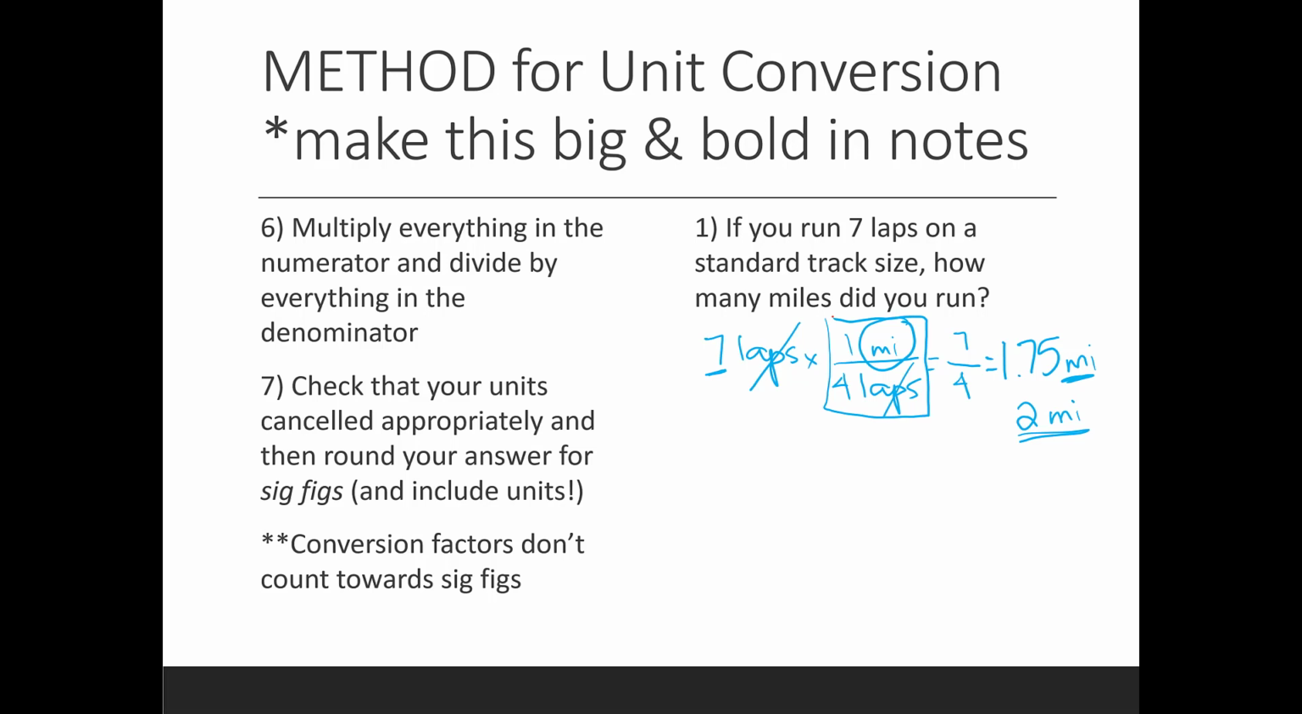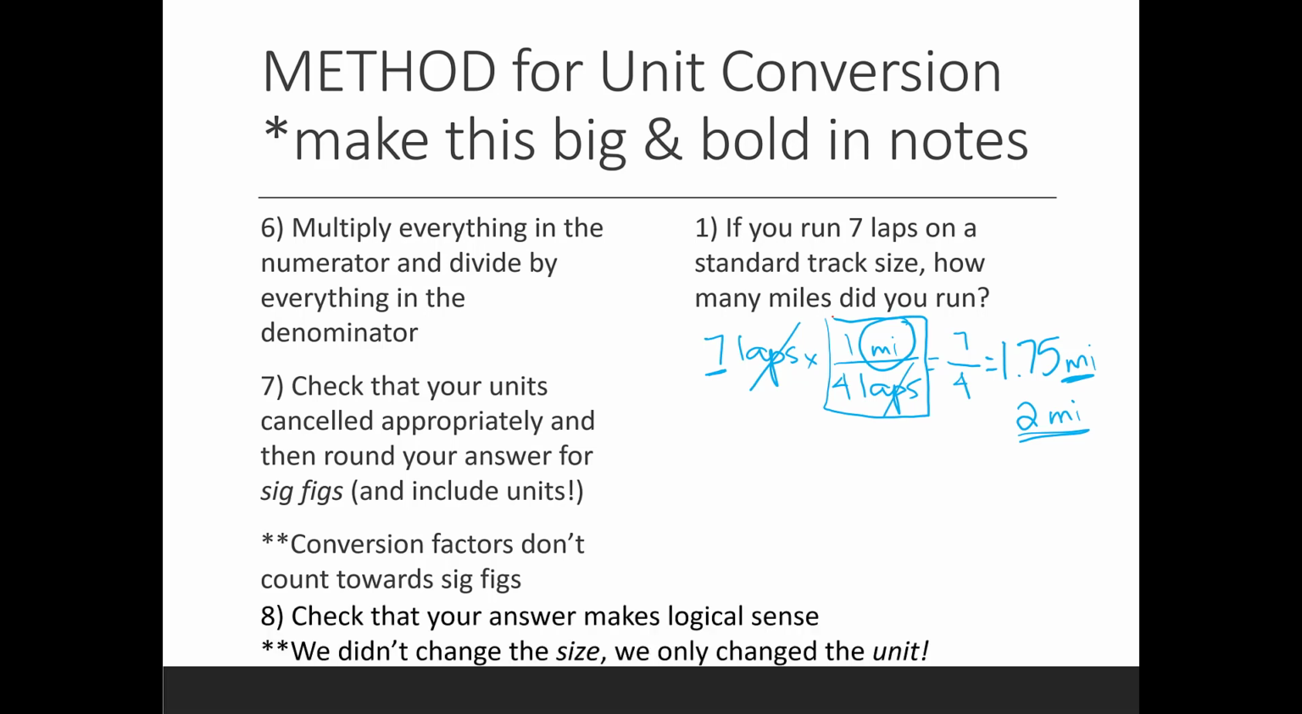Remember, significant figures are about precision. 1 sig fig is simply not very precise. 2 sig figs, more precise. 3 sig figs, even more precise. So the more sig figs we have, the more precise we can be. But we're limited by the original measurement, or the original value of 7 laps.